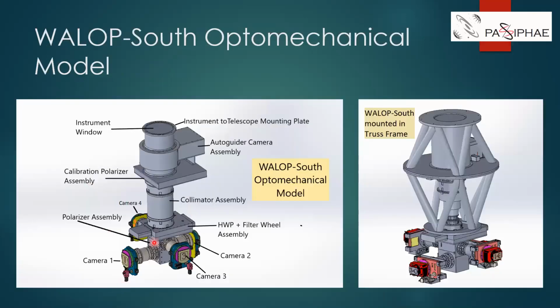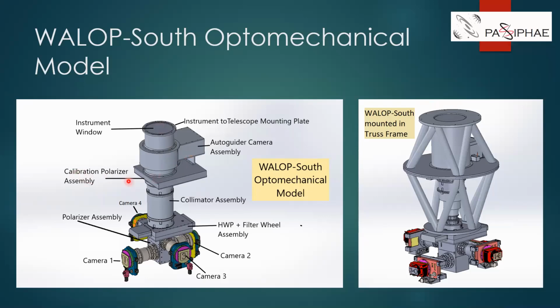Now I'm going to show you 2 images of the optomechanical design. The one on the left is the core optomechanical design. The instrument begins from the top, and there's an instrument window to seal the instrument from the rest of the environment. Then there's an autoguider camera, custom made for Wallop instruments.